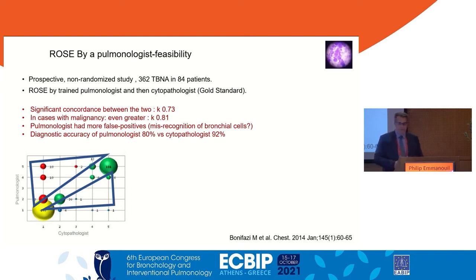The problem with the pulmonologist is that the pulmonologist tends to have more false positive results, because we tend to assess bronchial cells as malignant, whereas the cytopathologist's eyes are more experienced. Nevertheless, diagnostic accuracy was quite high.